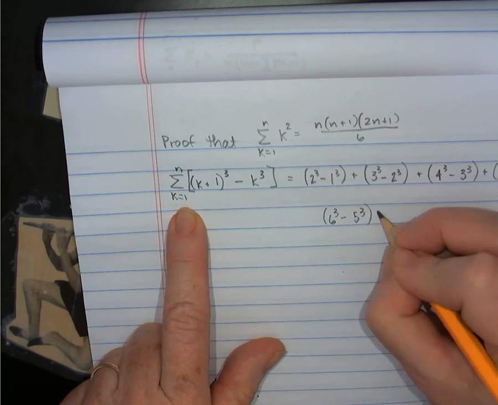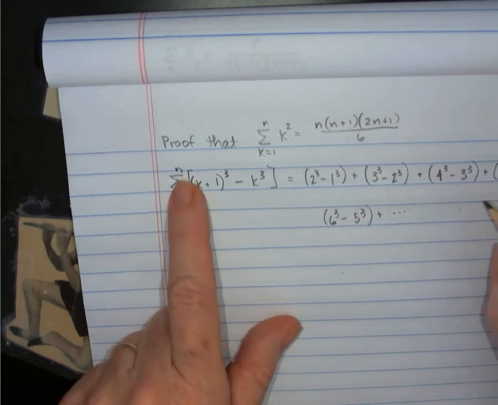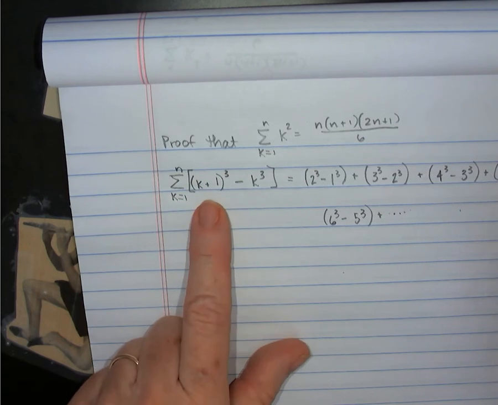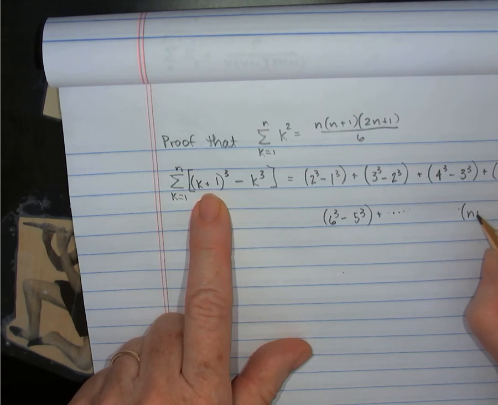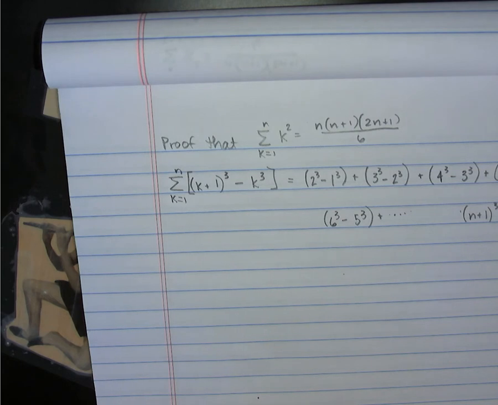And we're going to keep on going, right? And we know that our very last term is going to be, well, we're going to be plugging in n. So for our very last term, what are we going to have? Jackie? Okay, n plus 1 cubed minus n cubed. But what's going to happen with all of these? So tidy that up a little bit.